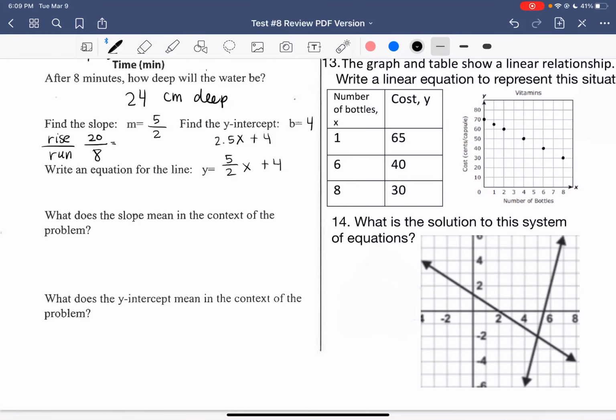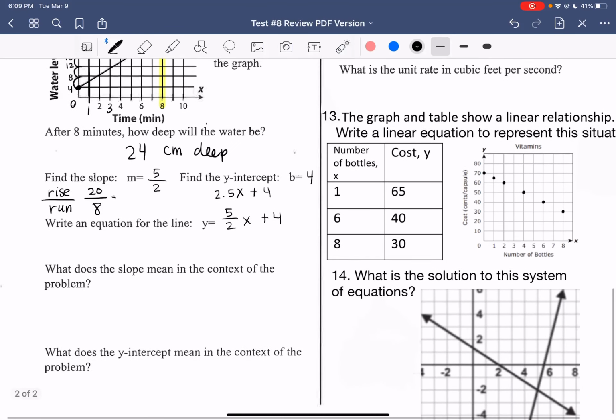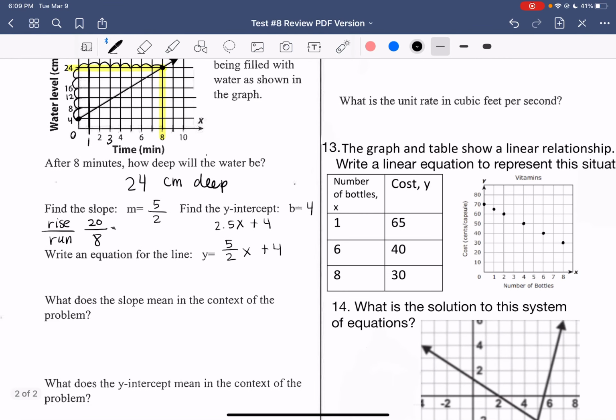So in this problem, what does the slope mean in the context of this problem? Thinking about the slope in relation to the change in y, which is the water level, to the change in x, time, we're trying to see how quickly the water level rises, or how slowly the water level rises. So something along those lines.